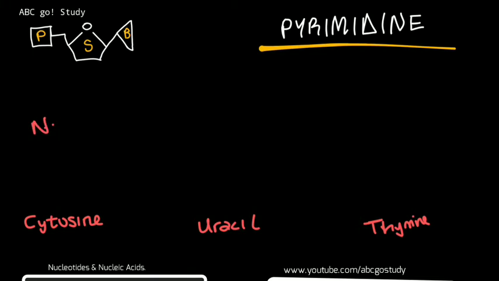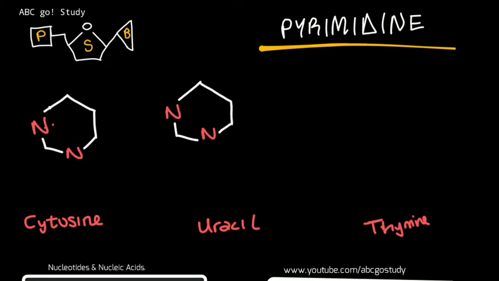So we have N here, and we also have N around this side. So it's just a six-membered ring. A six-membered ring. So let me do the same thing with uracil also. Uracil, don't worry, let's just be very fast with that. And let's draw thymine also. So we are done with that.